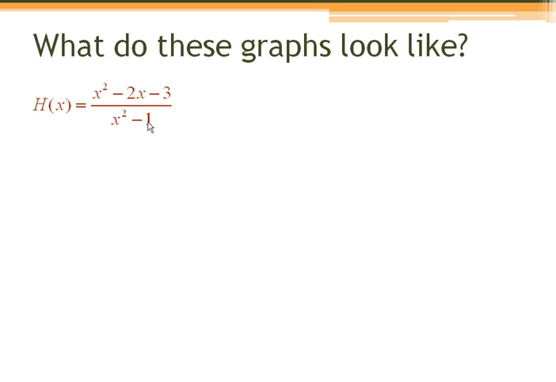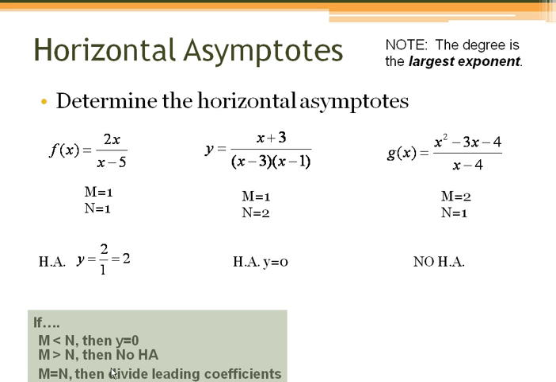So what does all this look like? Here's an example that you would come across all the time in a textbook or a test. Of course, you want to factor it. And if we're looking at HAs, we have to look at the degree up top and bottom. We notice we have 2 equals 2, so based on our rule, we have to divide the leading coefficients. So that's what we'll do.